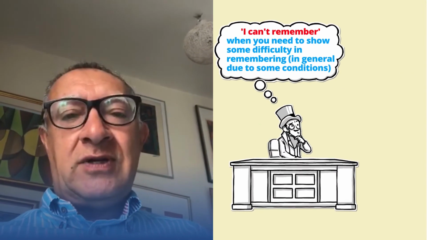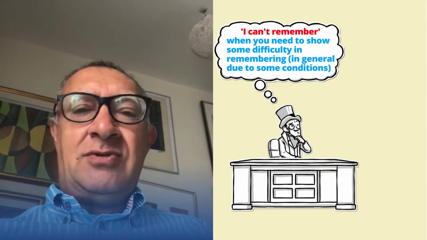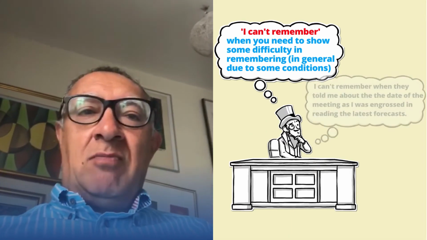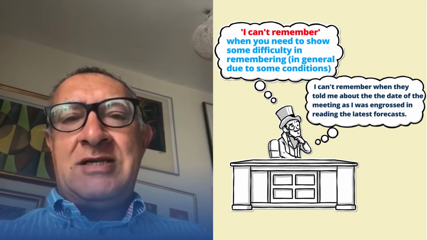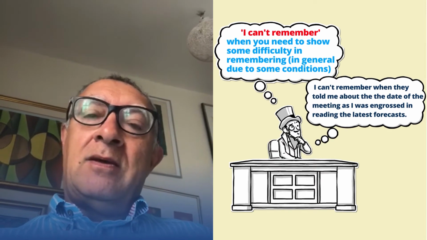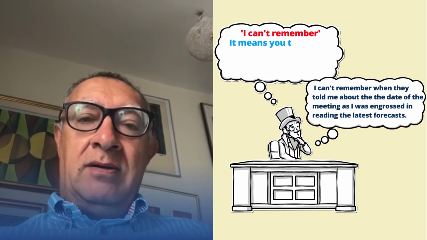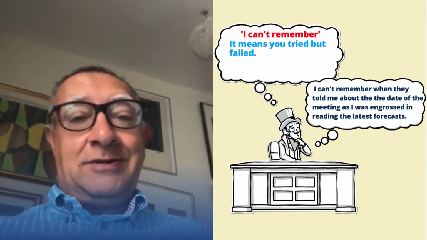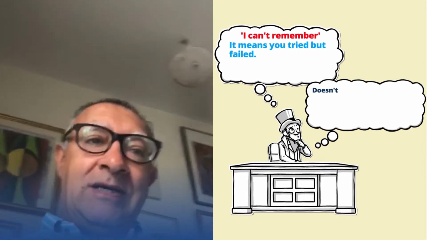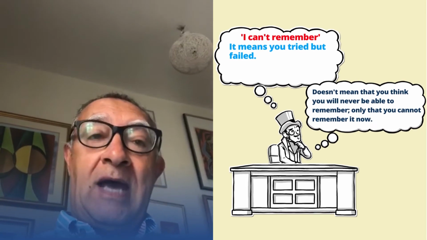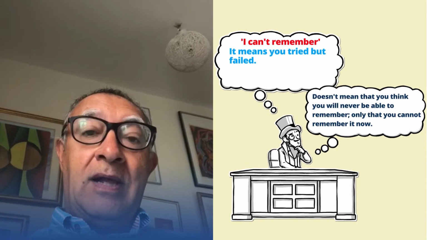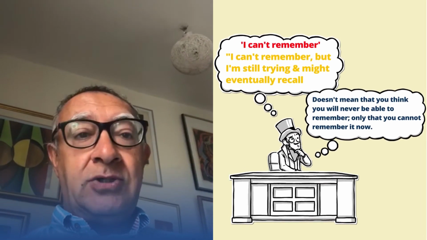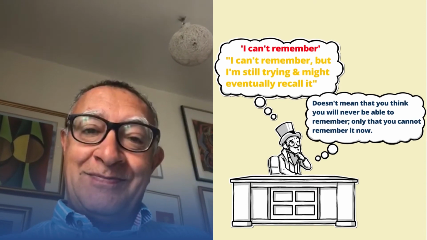"I can't remember" is used when you need to show some difficulty in remembering, in general, due to some conditions. For example, "I can't remember what they told me about the date of the meeting as I was engrossed in reading the latest forecasts." When you claim that you can't remember, it means you tried but failed. It doesn't mean that you think you will never be able to remember it, only that you cannot remember it now. I can't remember, but I'm still trying and might eventually recall it.